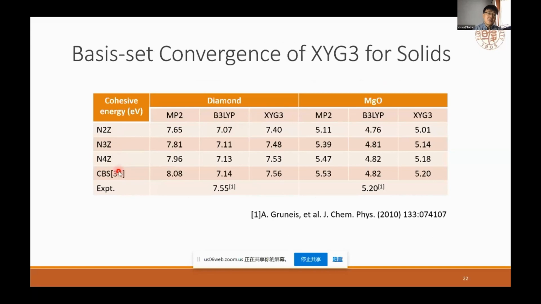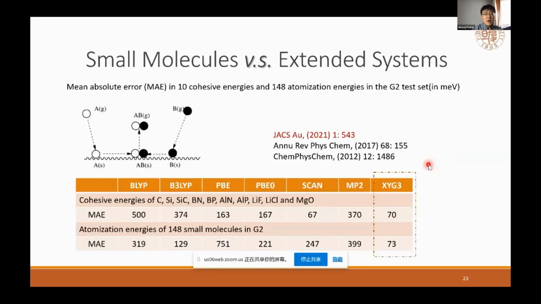And here we show the cohesive energy calculated by MP2, B3LYP, and XYG3 for diamond and magnesium oxide. And you see that the effort is worth it, and we can have very good agreement with experimental results. So now I put side by side in this table the mean absolute deviation for 10 cohesive energy predictions of solids, and the atomization energies for 48 small molecules.